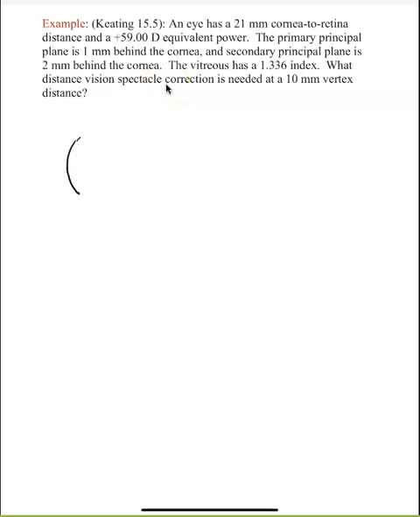A cornea, and it makes a thick lens with the crystalline lens at the back, and then somewhere over here is the retina. It gives us some information about where the principal planes are. So H1 is 1 millimeter from the cornea, and H2 is 2 millimeters from the cornea.